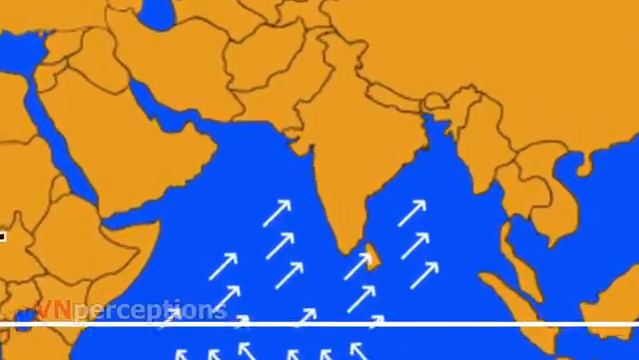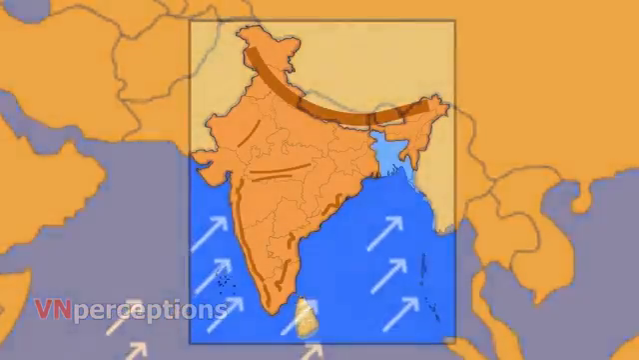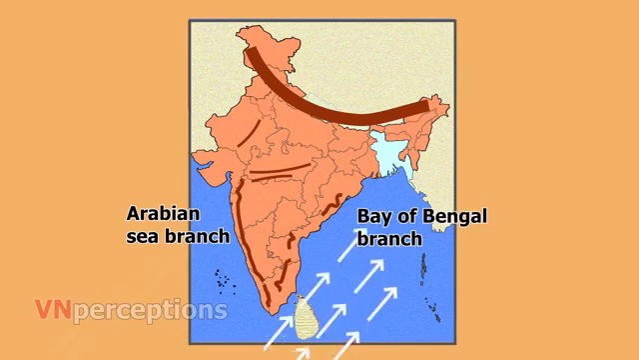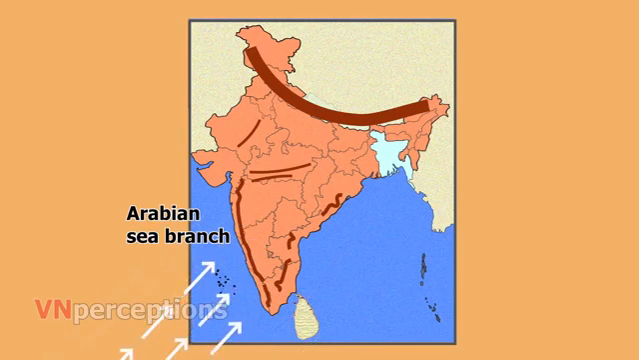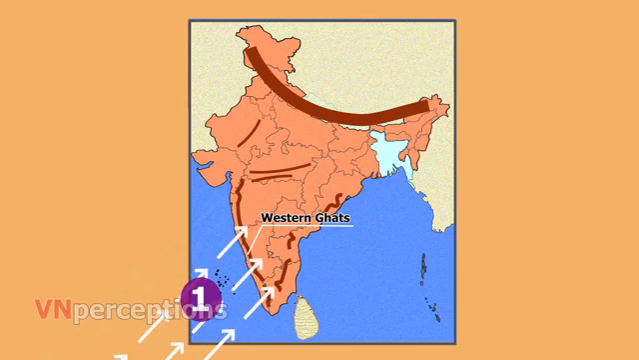When they enter the Indian Ocean, they get divided into two branches, that is the Arabian Sea branch and the Bay of Bengal branch. The Arabian Sea branch further divides into three parts. The first part is obstructed by the Western Ghats. The Western Ghats lie parallel to the western coast.